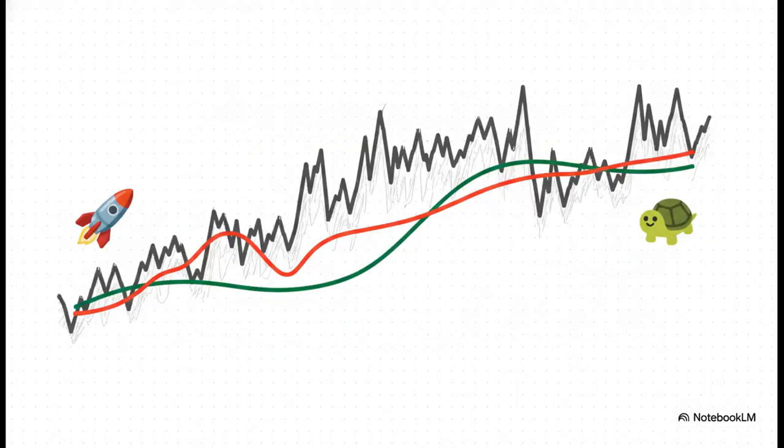I like to think of it as the rocket versus the turtle. A short period SMA, like a 5-day, that's your rocket. It's fast, it's responsive, and it's great for seeing what's happening right now. A long period SMA, like a 62-day, that's your turtle. It's slow, it's steady, and it's much better for figuring out the big long-term trend. One isn't better than the other, they just have totally different jobs.